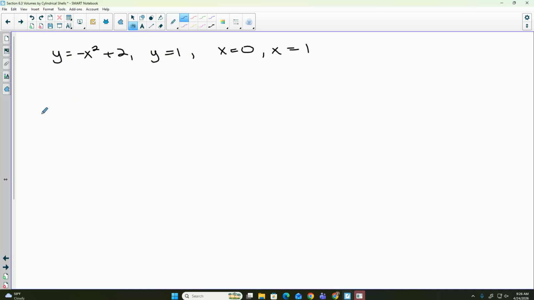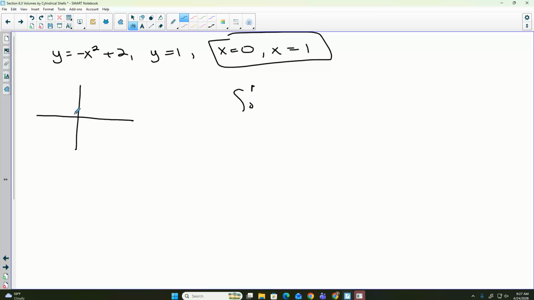Just to clarify a little bit on number 2. We're rotating around the y-axis, so we're going to be working in terms of our x. So the 0 and the 1 are just telling us our starting and stopping points. If you put in a 0, you get a 2. If you put in a 1, you get 1. Now we are bounding that with y equals 1, so I'm only talking about this region. That's what I'm actually rotating.